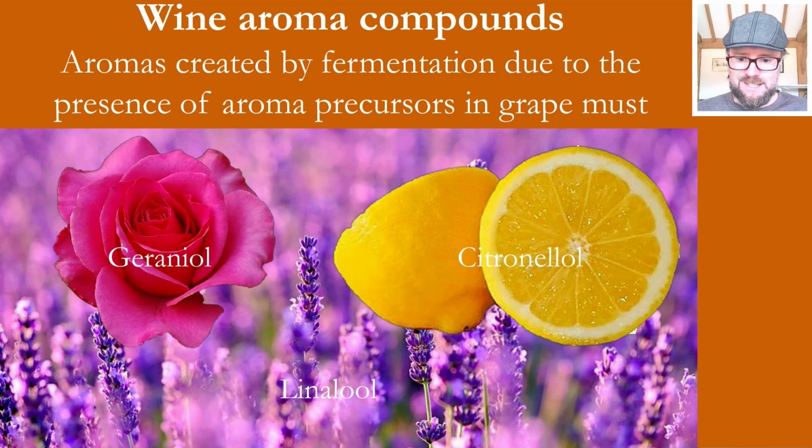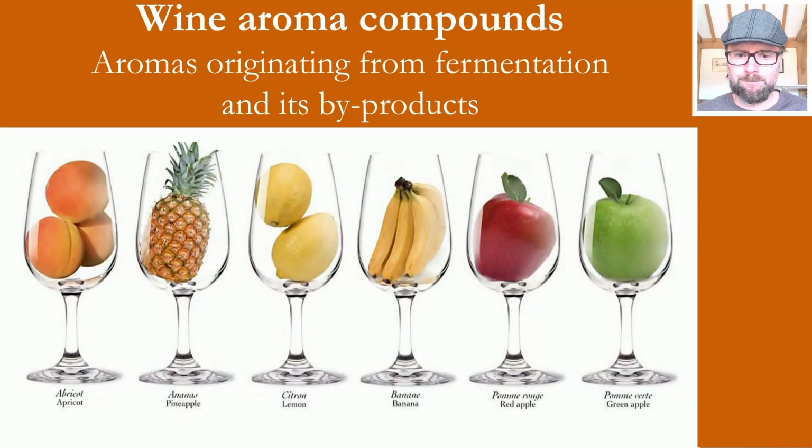Citronellol is the citrusy aroma in wines like Riesling, Chenin, Chardonnay, and even fresher Viognier, something you might be fairly used to. So what about aromas originating from fermentation and its byproducts? Some aromas do not originate from the grapes, but are created from fermentation and its byproduct, such as lees.